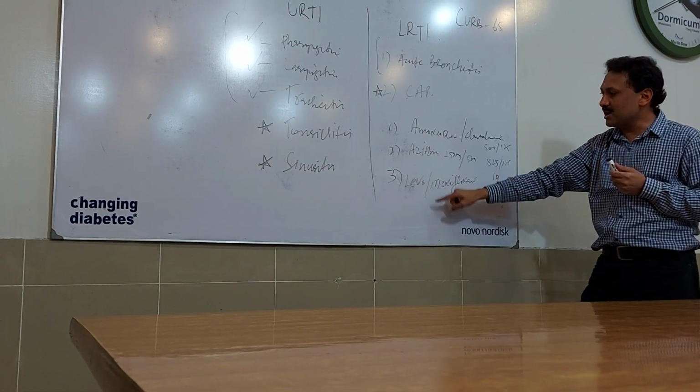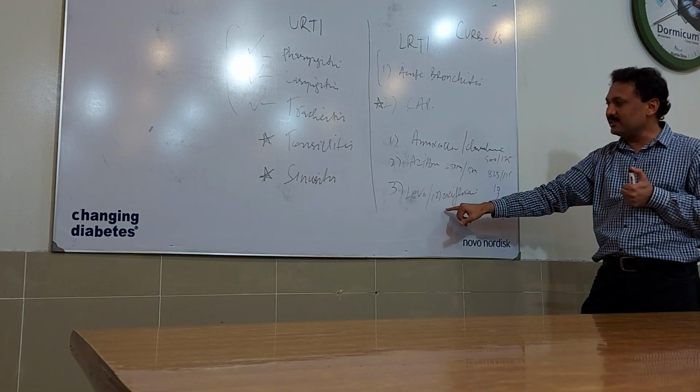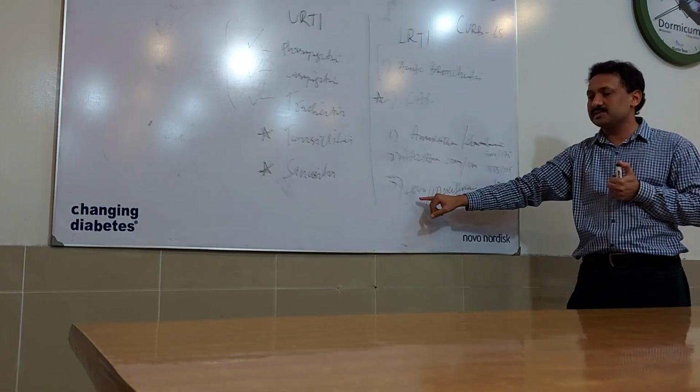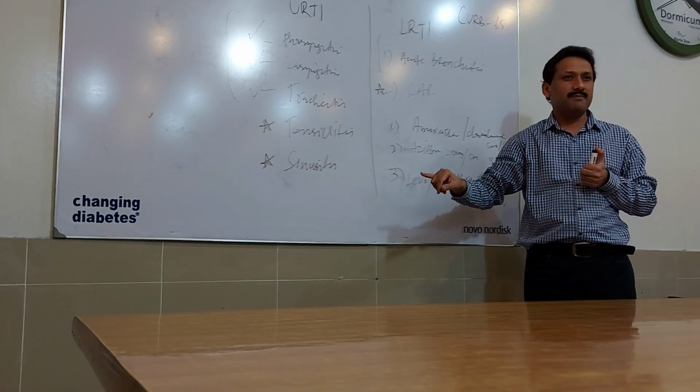The answer to community acquired pneumonia is again the same. These all three things can be tried. Azithromycin is usually given for 5 days, amoxicillin for 7 days, levofloxacin and moxifloxacin usually for 5 to 7 days.